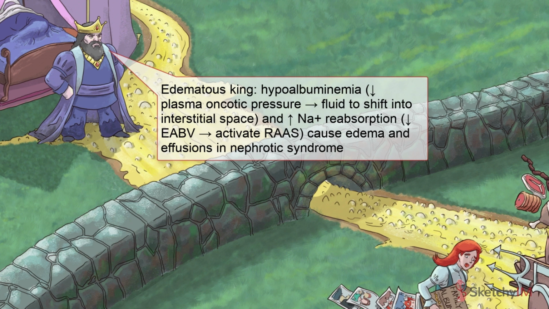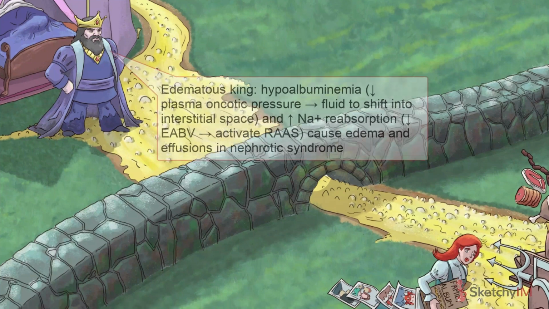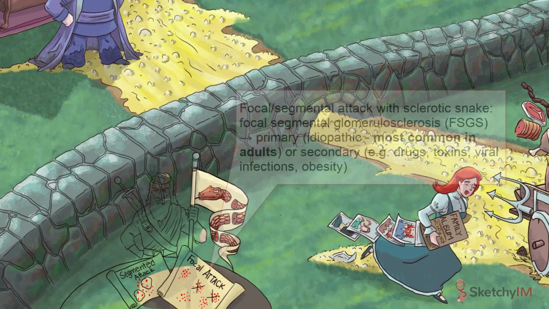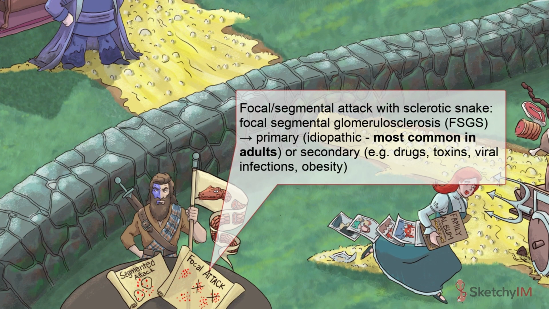Nephrotic syndrome can be caused by either primary glomerular disorders or systemic disorders. Focal segmental glomerulosclerosis, for example, has both a primary or idiopathic form, as well as secondary forms associated with drugs, toxins, viral infections, and even obesity. Glomerulosclerosis describes the hyalinization and obliteration of glomerular capillaries, and this occurs focally, i.e. only in some glomeruli, and segmentally, i.e. only parts of each glomeruli are affected.